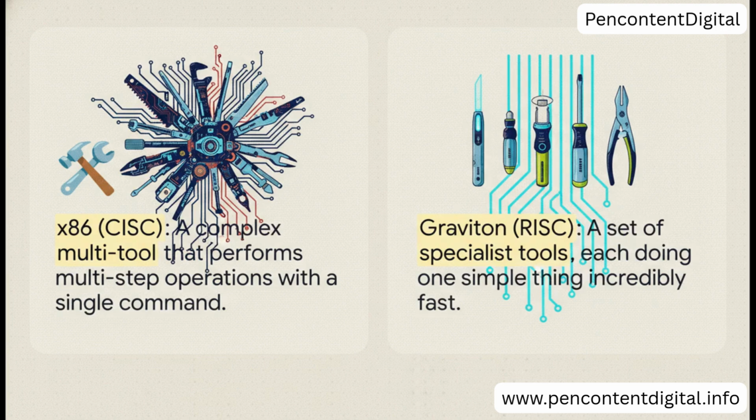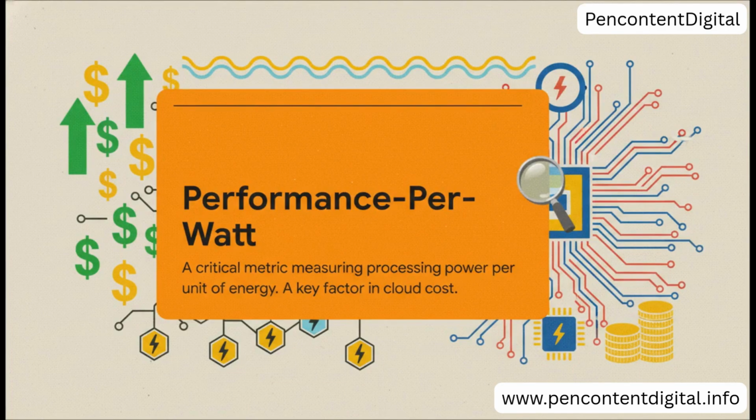On the other side, you've got Graviton, which uses RISC, the reduced instruction set. This is more like a perfectly honed set of specialist tools. Each tool does one simple thing, but it does that one thing incredibly well and super fast. And that fundamental difference in philosophy leads us to maybe the most critical metric in the cloud today, performance per watt. See, it's not just about raw speed anymore. It's about how much processing power you can squeeze out of every single unit of energy you pay for. And it's right here, on this battlefield of efficiency, that Graviton is making its biggest claim.